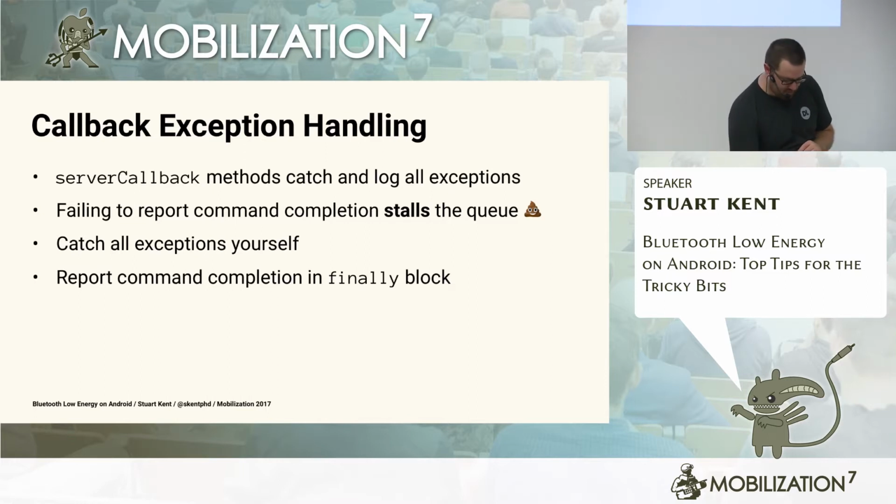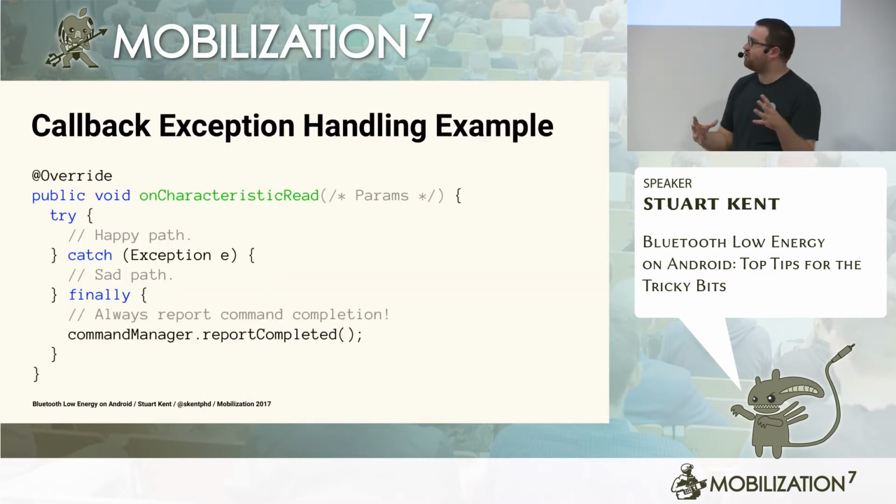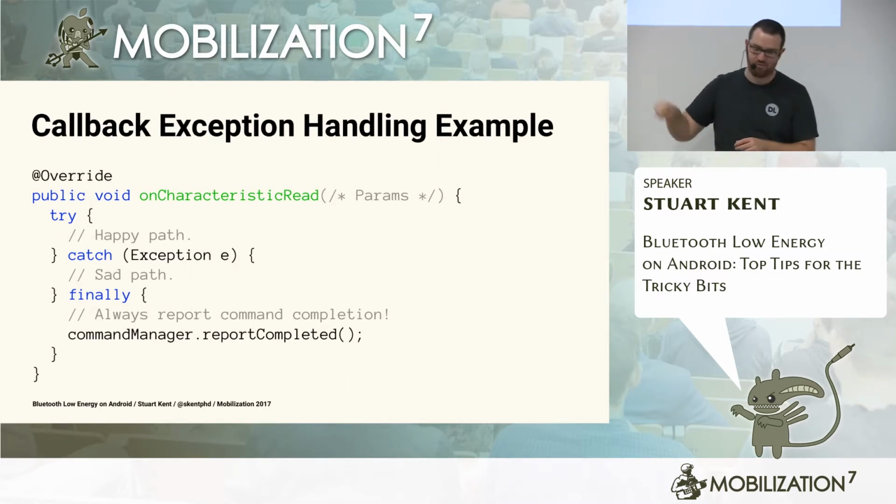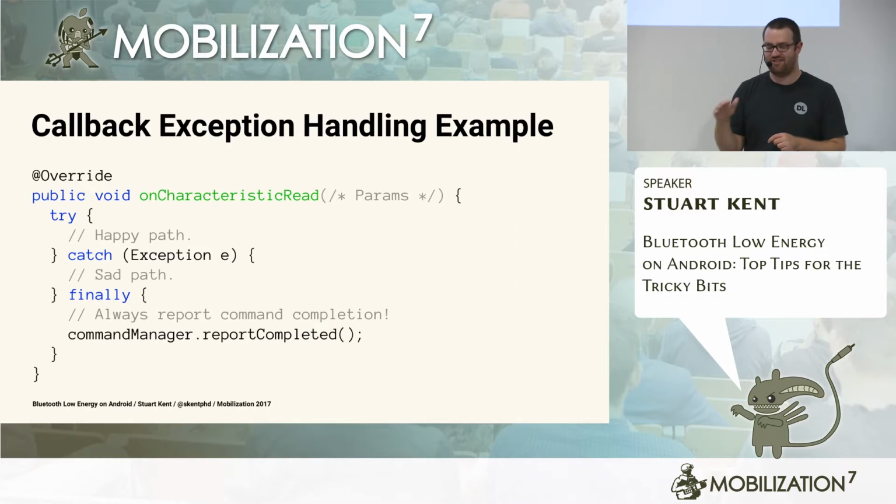And so I recommend that what you do is write all of your happy path code in a try, do whatever you want in the sad path, in the catching a generic exception, but then in a finally block, always do that report so that it never, never doesn't happen.